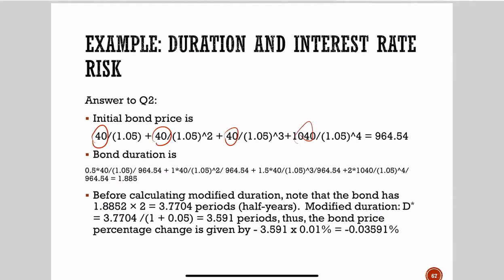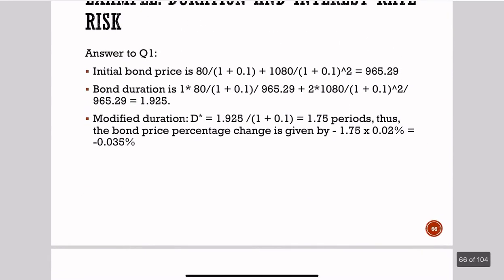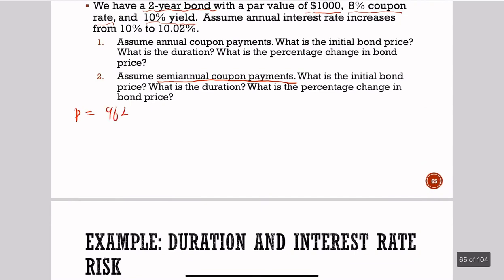And we have learned that whenever you have semi-annual coupon payments, you have to use the 6-month yield, right? If the annual yield is 10%, then the 6-month yield would be 5%. So that's why you would discount these cash flows at 1.05, right? This gives us a number of 964.54. Okay, so price equals 964.54.